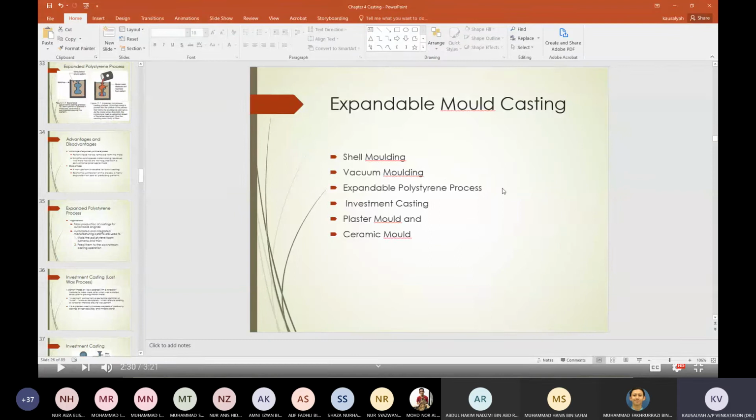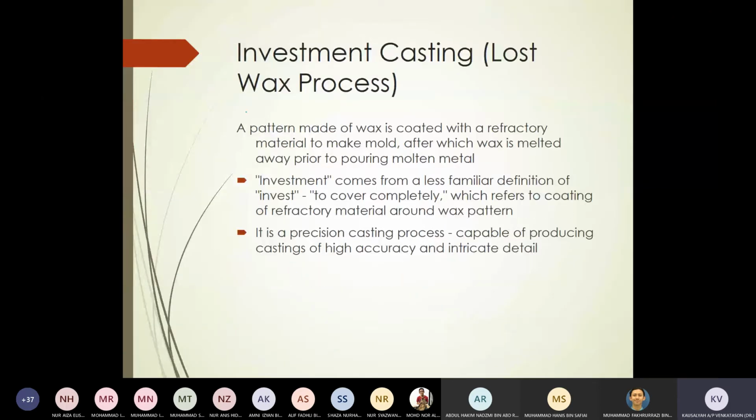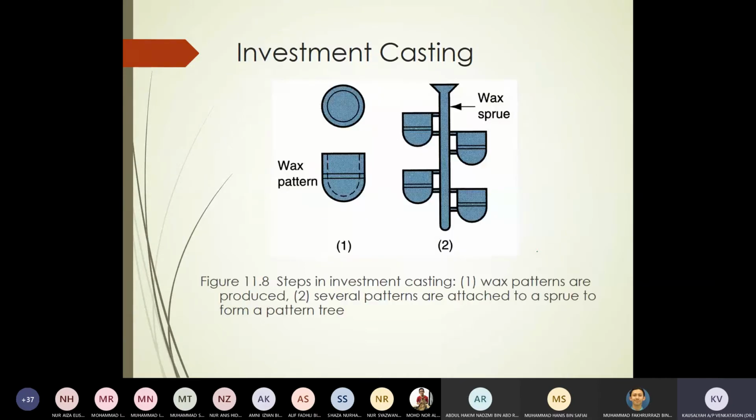All right. So the next one is investment casting, or lost wax process. A pattern made of wax is coated with a refractory material to make the mold, after which the wax is melted away prior to pouring the molten metal. Investment comes from a less familiar definition of invest, to cover completely, which refers to coating a refractory material around a wax pattern, okay? So it's a precision casting process capable of producing castings of high accuracy, intricate details and fine finish.